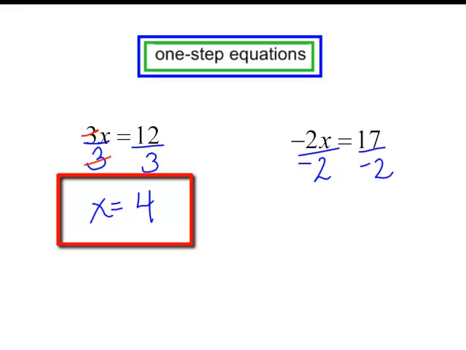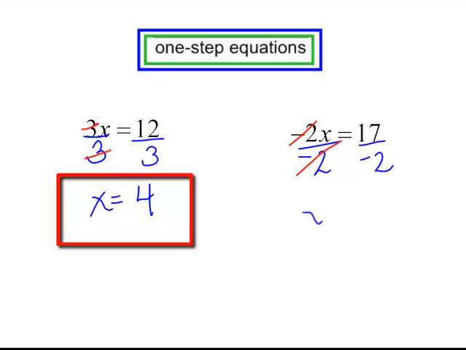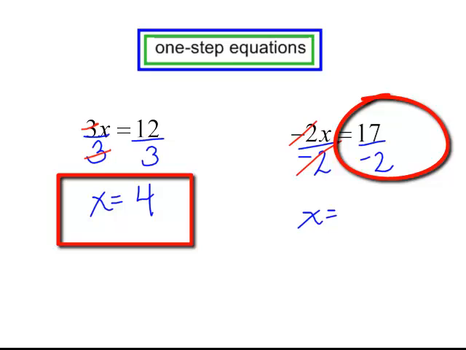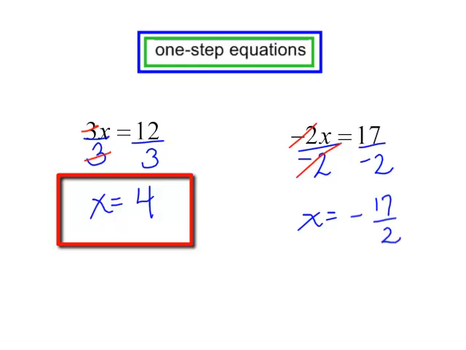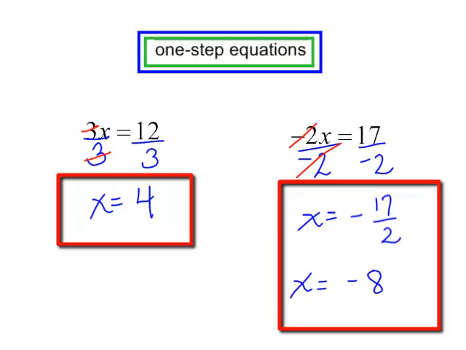On the left side, negative 2 divided by negative 2 will just be a positive 1, or 1 times x. And on the right side, don't let this confuse you. I have one negative here, so your answer will be negative, and it will just be 17 over 2. That is a number. Even though it won't divide evenly, I can leave that negative 17 over 2. Your teacher may want you to change that to a mixed number, which will be negative 8 and 1/2.